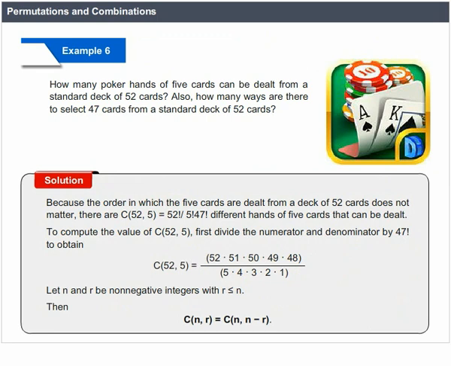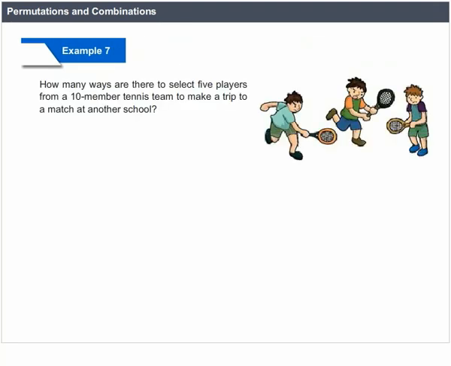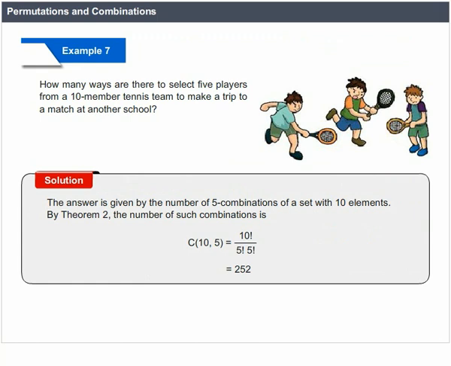How many ways are there to select 5 players from a 10-member tennis team to make a trip to a match at another school? Solution. The answer is given by the number of 5-combinations of a set with 10 elements, by Theorem 2. The number of such combinations is C(10, 5) equal to 10 factorial divided by 5 factorial times 5 factorial, equal to 252.